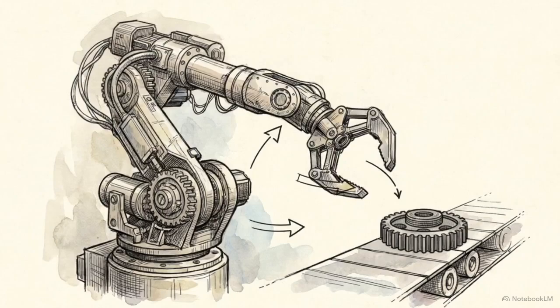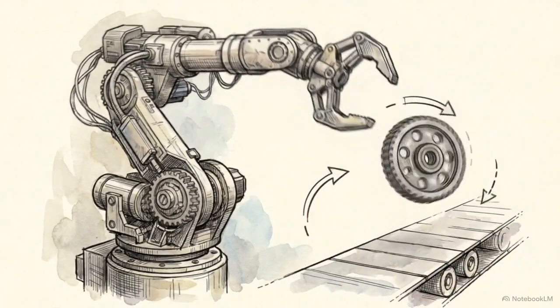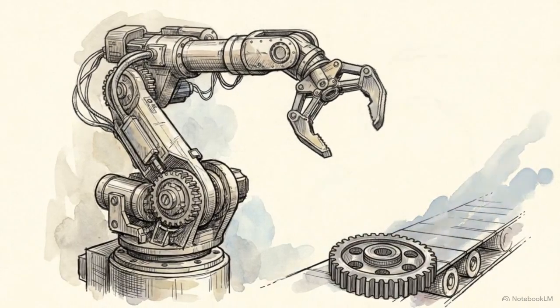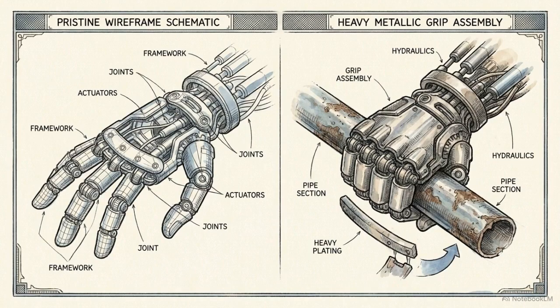While AI agents excel in digital spaces, the physical world is far less forgiving. A wrong move on a factory line isn't just a software error, it's a mechanical failure. This brings us to the ultimate challenge for agentic systems, the embodiment gap.